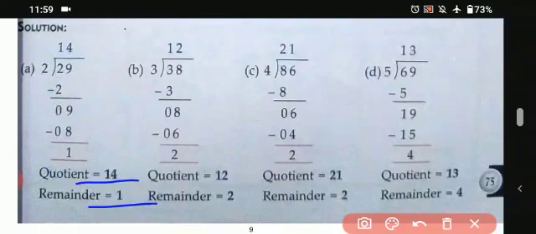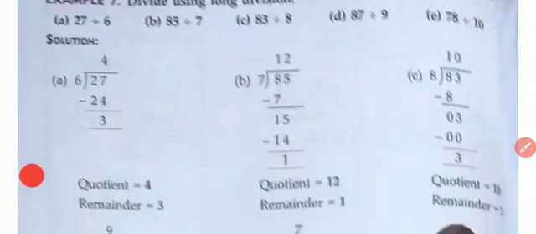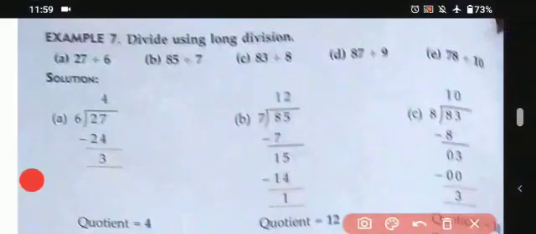So likewise, I'll show you some other questions, like 85 divided by 7. In the 7 table 8 doesn't come, so we'll go for the smaller digit, that is 7 itself. So 7 ones are 7, we have written 7 here. So when we subtract 7 from 8, what do we get? 1. Okay students, 1 we will get.